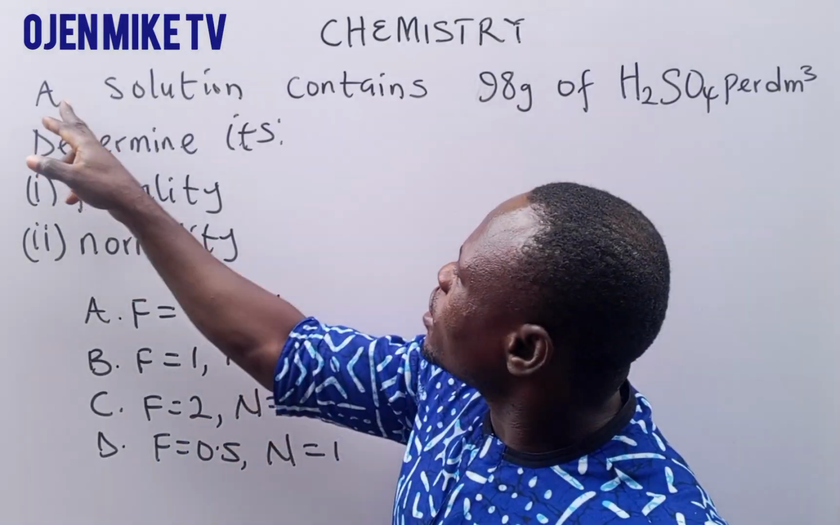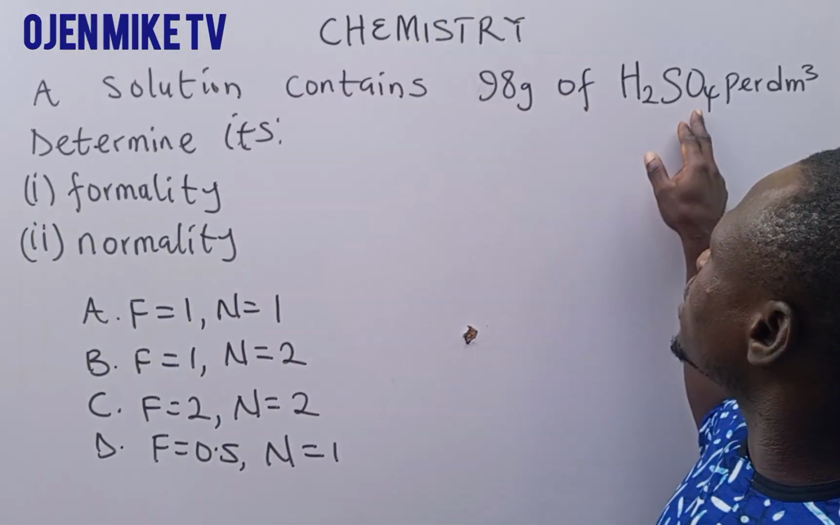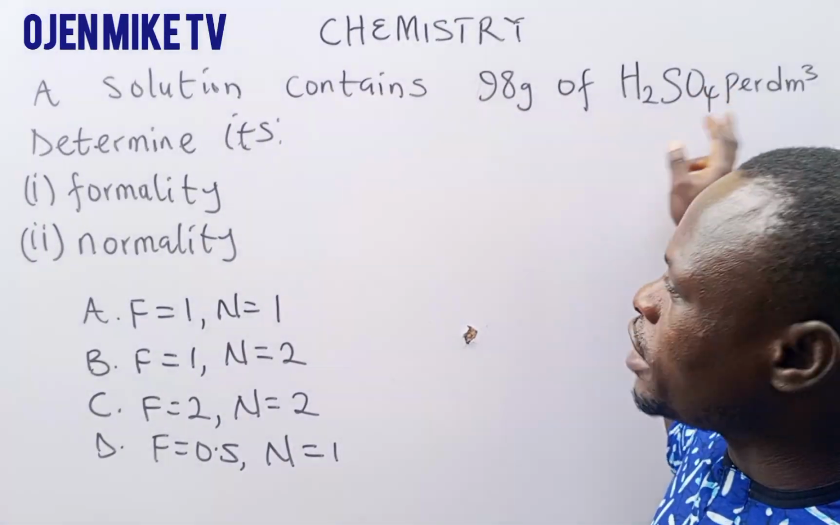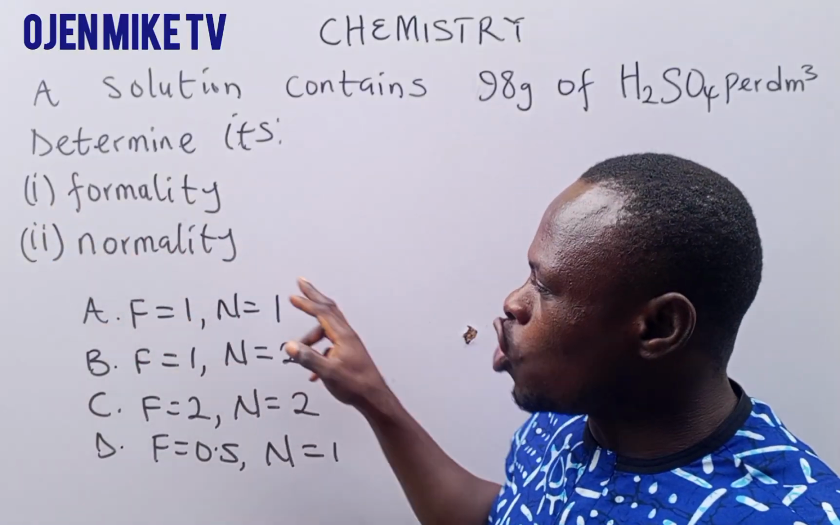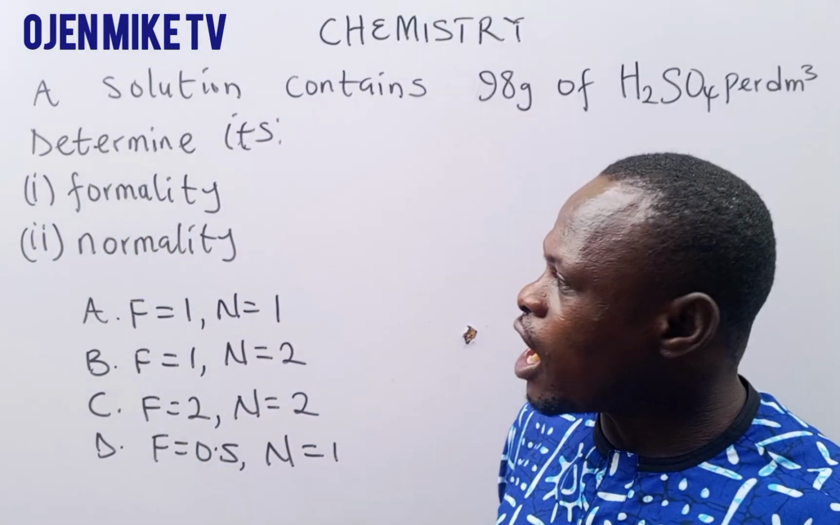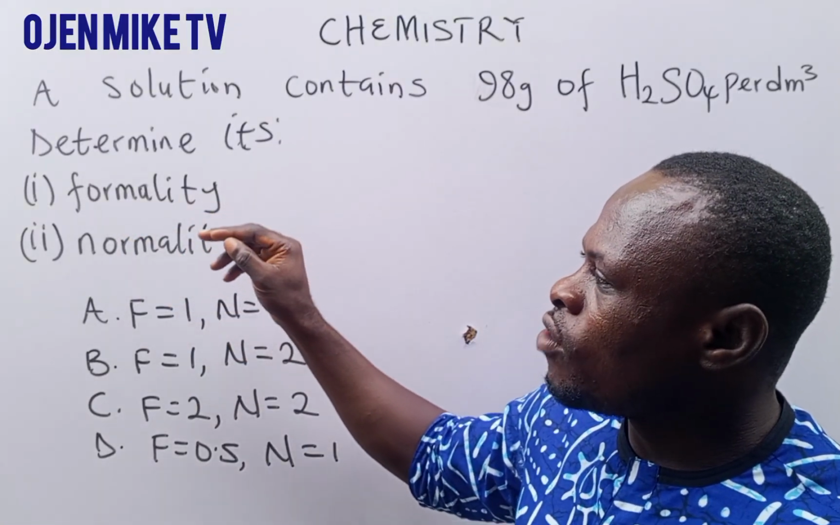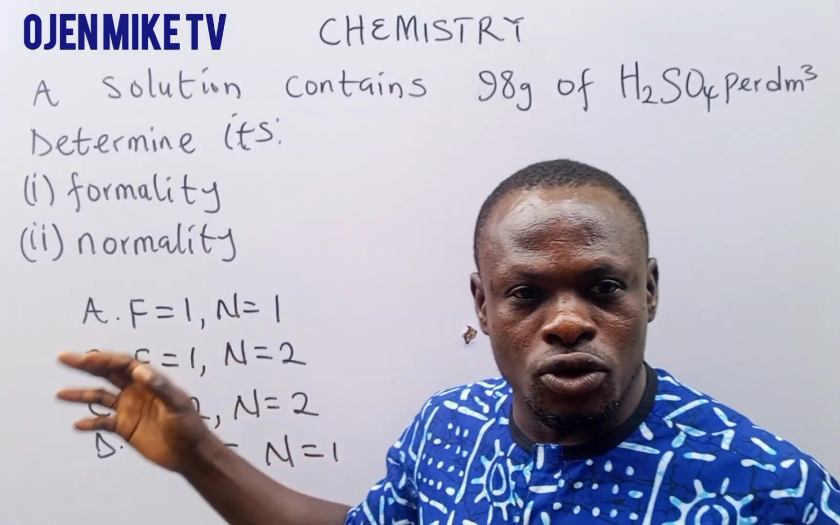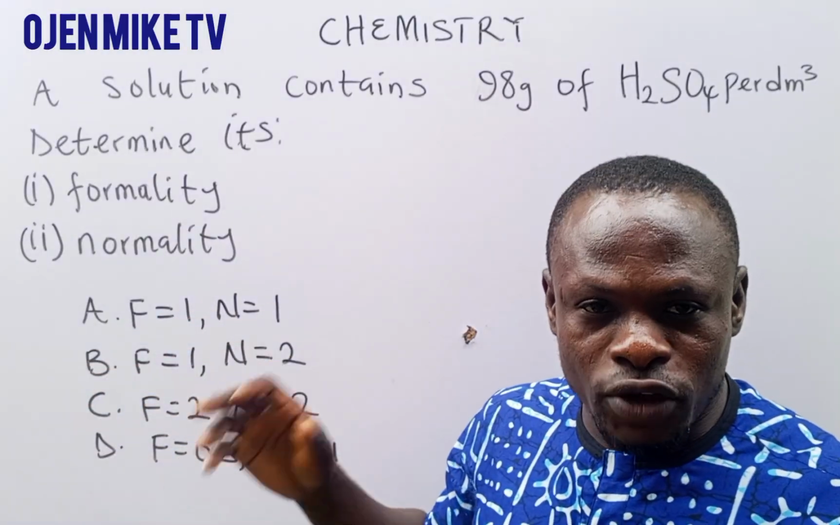Let's take a quick look at this question. A solution contains 98 grams of tetraoxosulfacic acid per dm cubed. We are asked to determine the formality and the normality, given different options here. For you to be able to determine the formality, what do you understand by formality? Formality is simply the formula unit of solute per dm cubed of a solution.